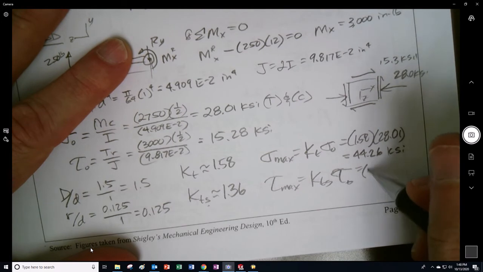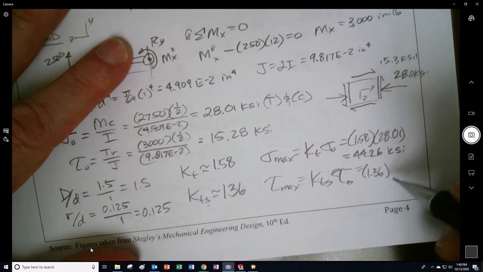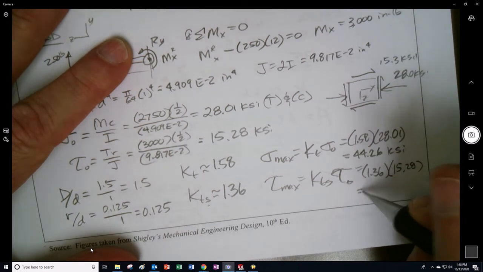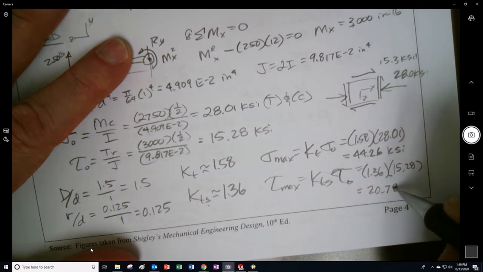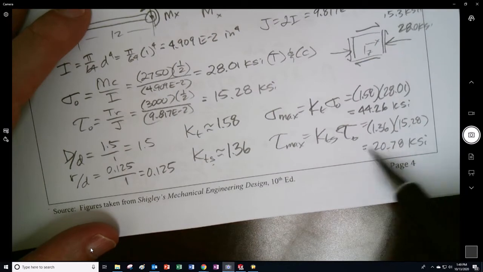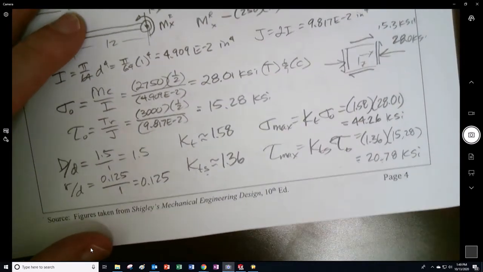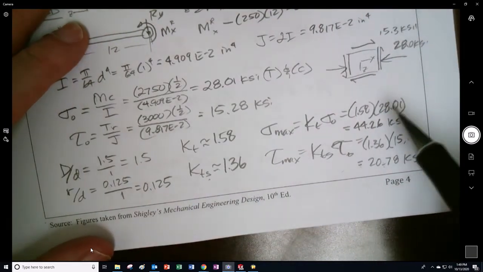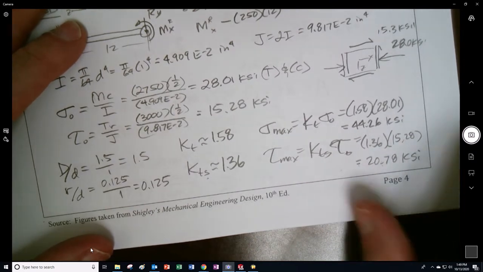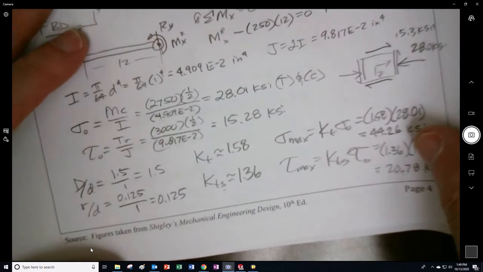And here we have 1.36 times our 15.28, and we're left with 20.78 KSI. Now, we need to convert these into a number that's comparable. And what we're deciding to do, and we have to be careful on this, is we're going to use the principal stresses as the means. We're going to find out pretty soon that that's not a really good method of doing the thing.